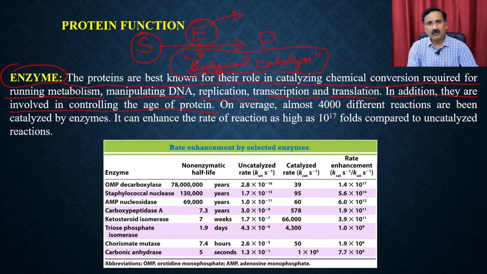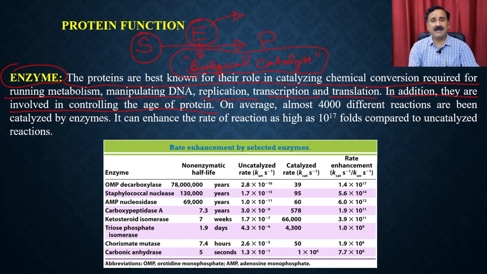Apart from that, when we discuss some more aspects of enzymes, we are going to discuss manipulating the DNA. Enzymes are also involved in DNA repair and damage. Enzymes are also involved in DNA replication, where they make two copies of a particular DNA molecule, or they are involved in transcribing the information given in the DNA sequence, and that's how they produce the messenger RNA, and then the messenger RNA is translated by the ribosomal machinery.